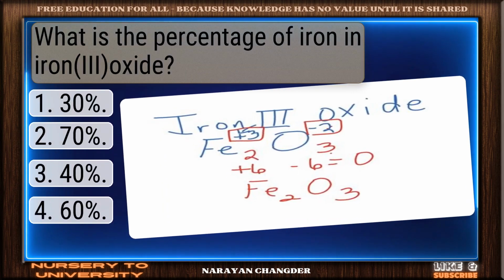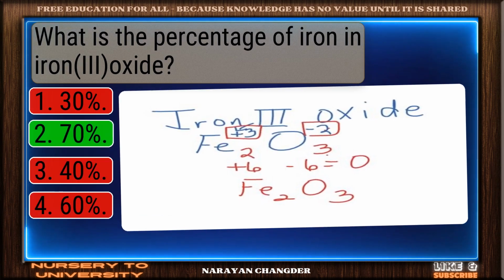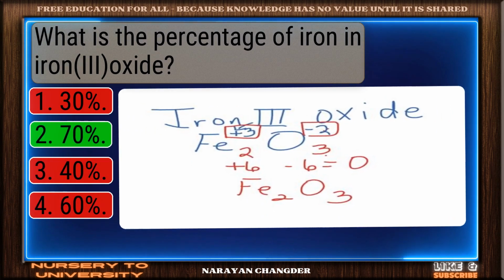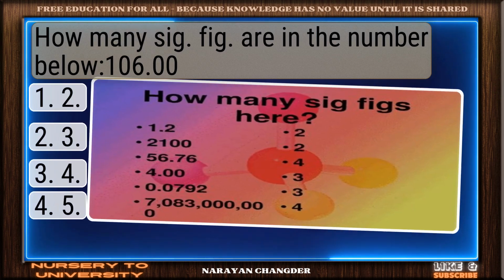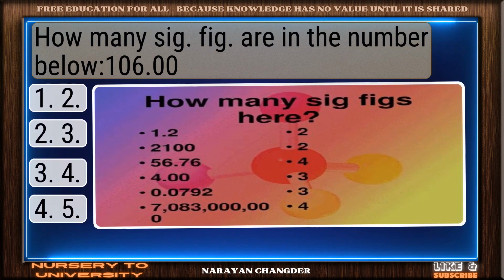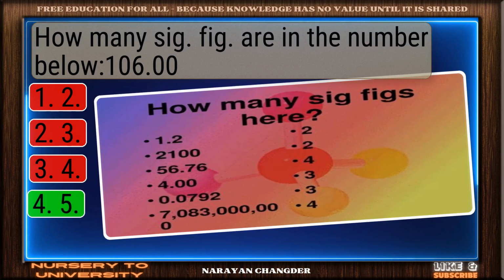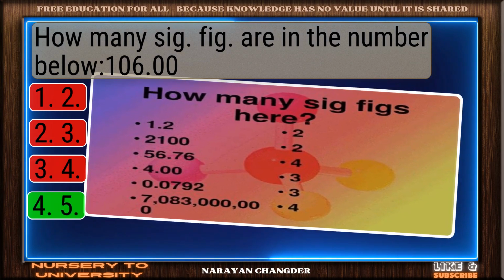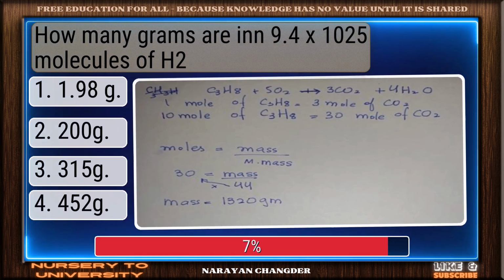What is the percentage of iron in iron oxide? Sharp thinking. 70% is the right choice. How many Fig are in the number below 160? Great thinking. 5 is the right choice. How many grams are in 9.4x10^25 molecules of H2?